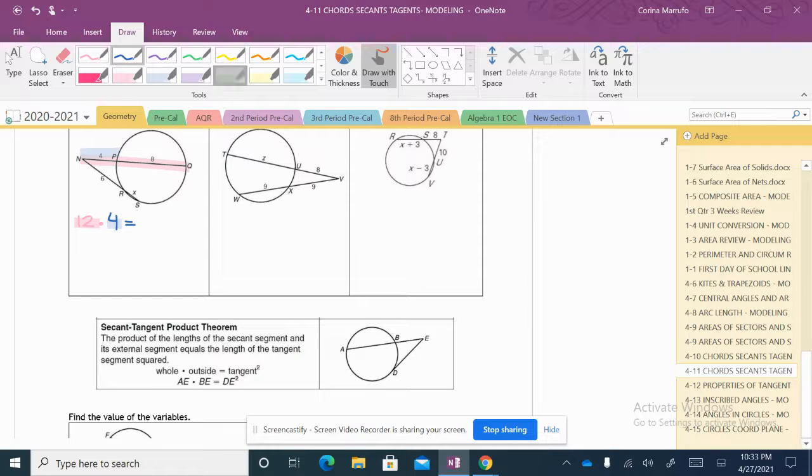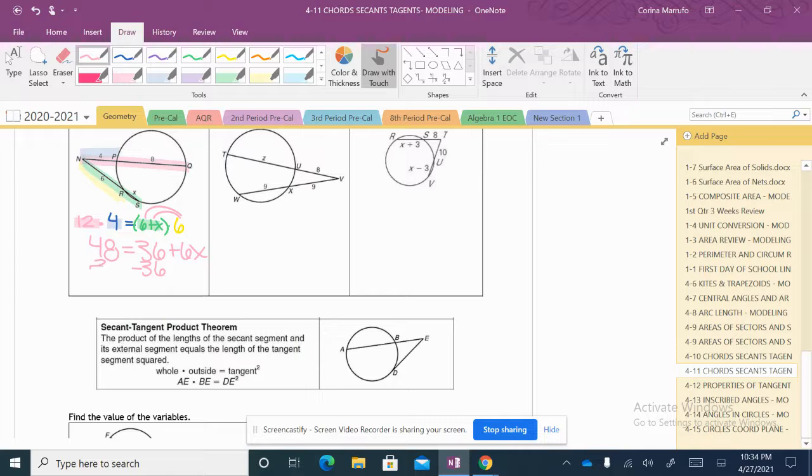Equals. I do the exact same thing for here. The whole thing is 6 plus X. Now, I don't know what X is, so I'm going to have to write it as 6 plus X times just the outside part. The outside part here is 6. When I say outside part, I mean the part that is outside the circle. All right, now we're going to simplify. So 12 times 4 is 48 equals, I'm going to distribute the 6 to each one, so it'll be 36 plus 6X. And then we solve for X.